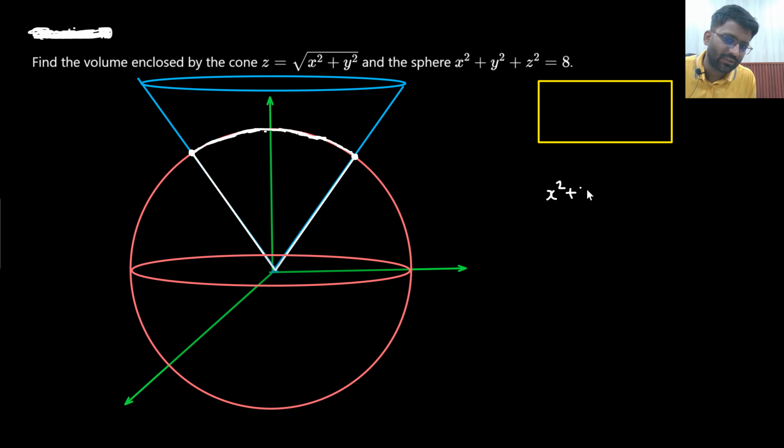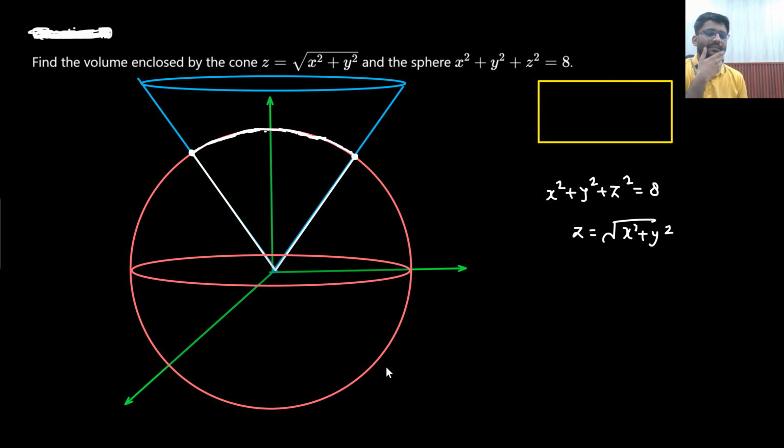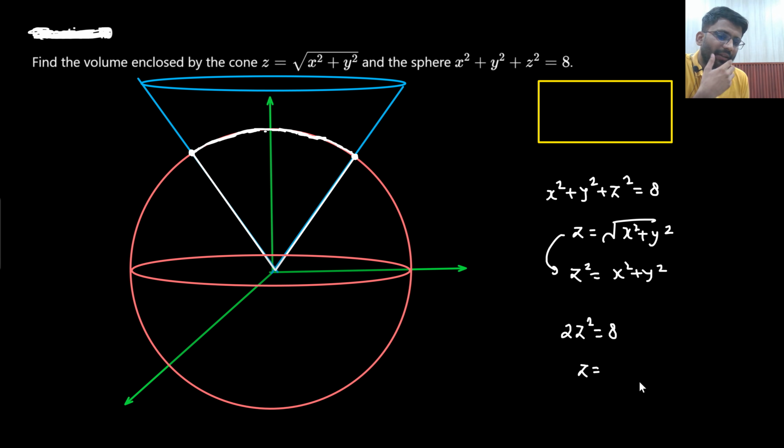So what is given? x square plus y square plus z square equals to 8 and z equals to under root x square plus y square, right? So what you will be getting? Here z square is coming out to be equals to x square plus y square. From this equation, just put z square here. So what you will get? 2z square equals to 8. So z square is 8 by 2, so z is coming out to be plus minus 2.